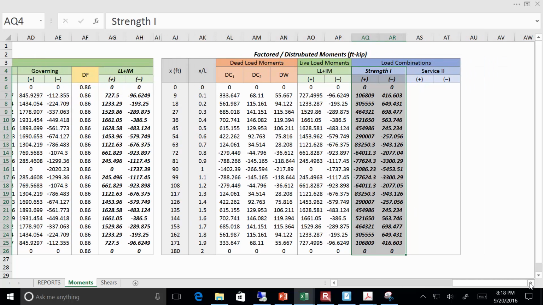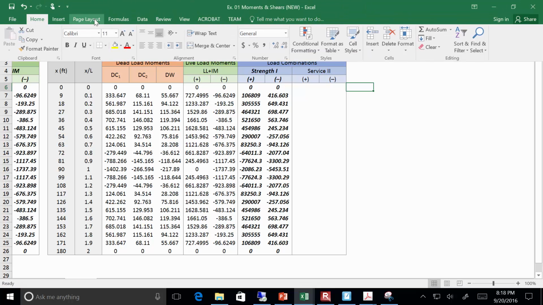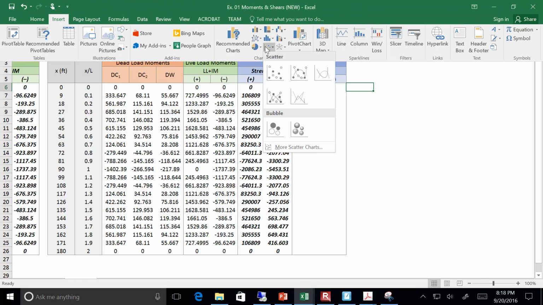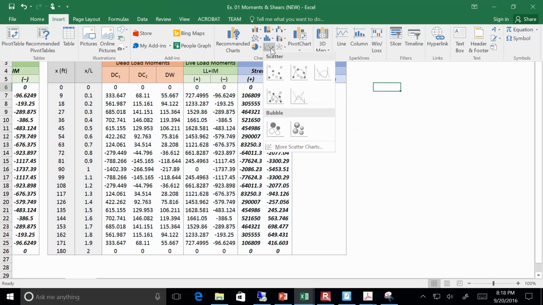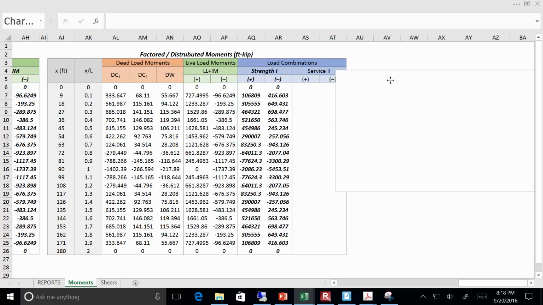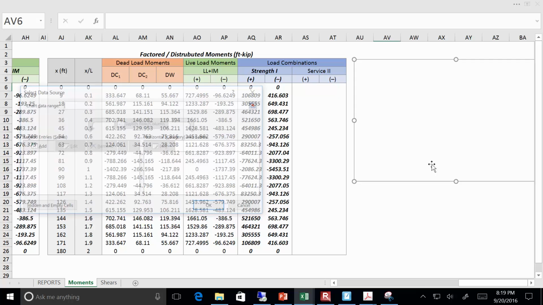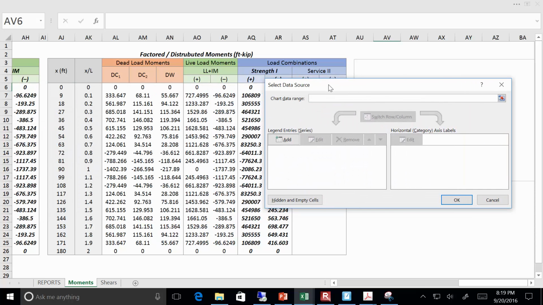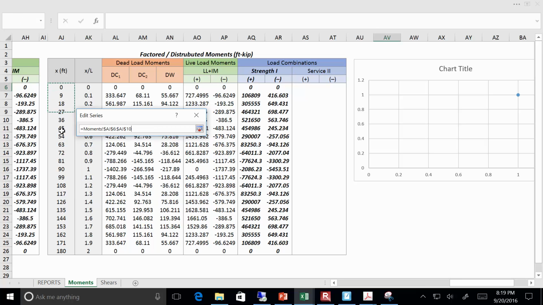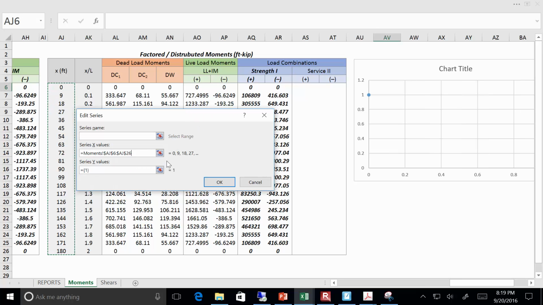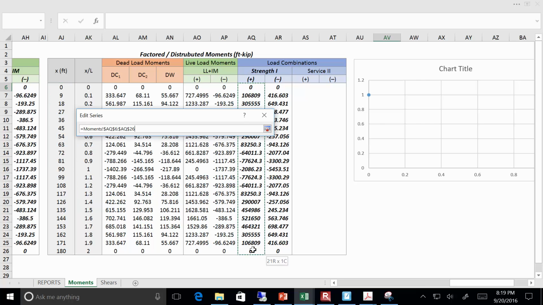Okay. So let me go over here a little bit, and I'm going to insert a plot. Let's do a scatter plot. Oh, I don't want the whole thing. So let's add some data. I right-click, select data, and I'm going to add 2 data series. So we're plotting x, y data. Here's my x coordinates, here's my y coordinates. The x coordinates are along the span. For the y coordinates, let's do the positive moments.